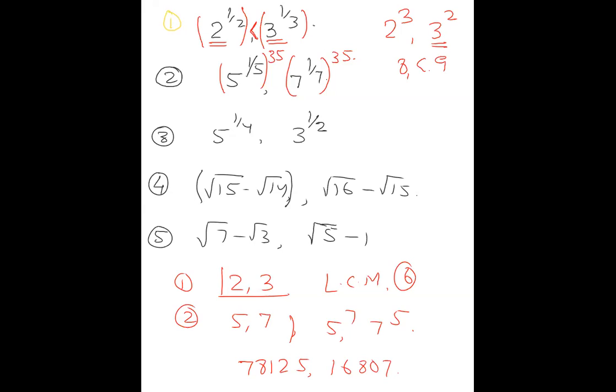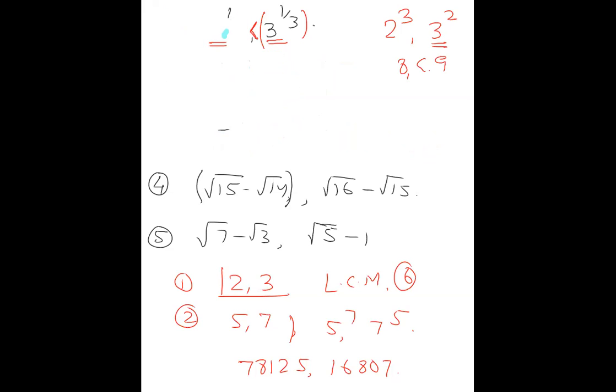And again for the third one, the LCM is 4, so giving power 4. 3 to the power 1 by 2 gives 9, and 5 to the power 1 by 4 gives 5. So 9 is greater, so 3 to the power 1 by 2 is greater. Now it's coming for fourth and fifth, right? Fourth and fifth. See, solving this kind of question is simple.